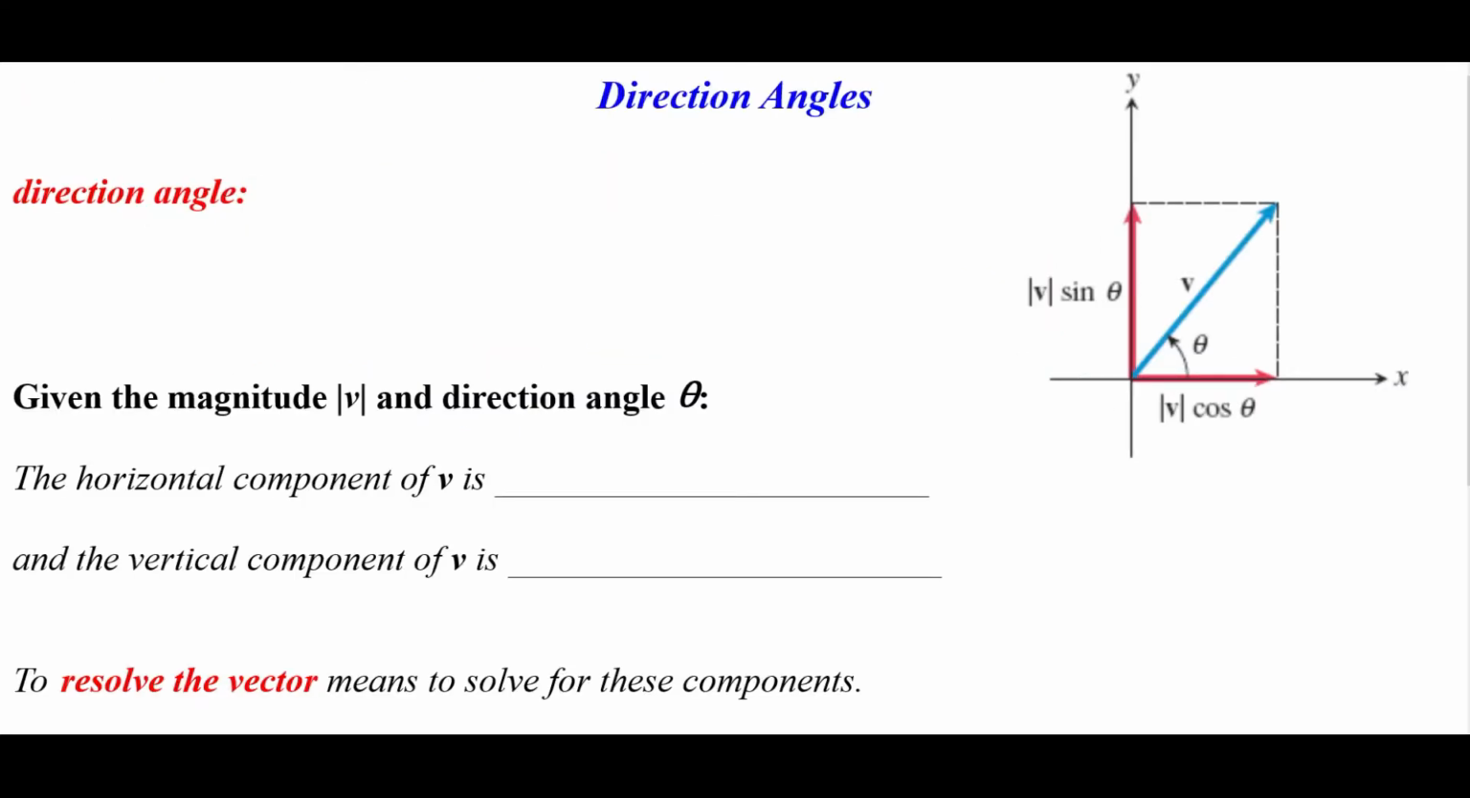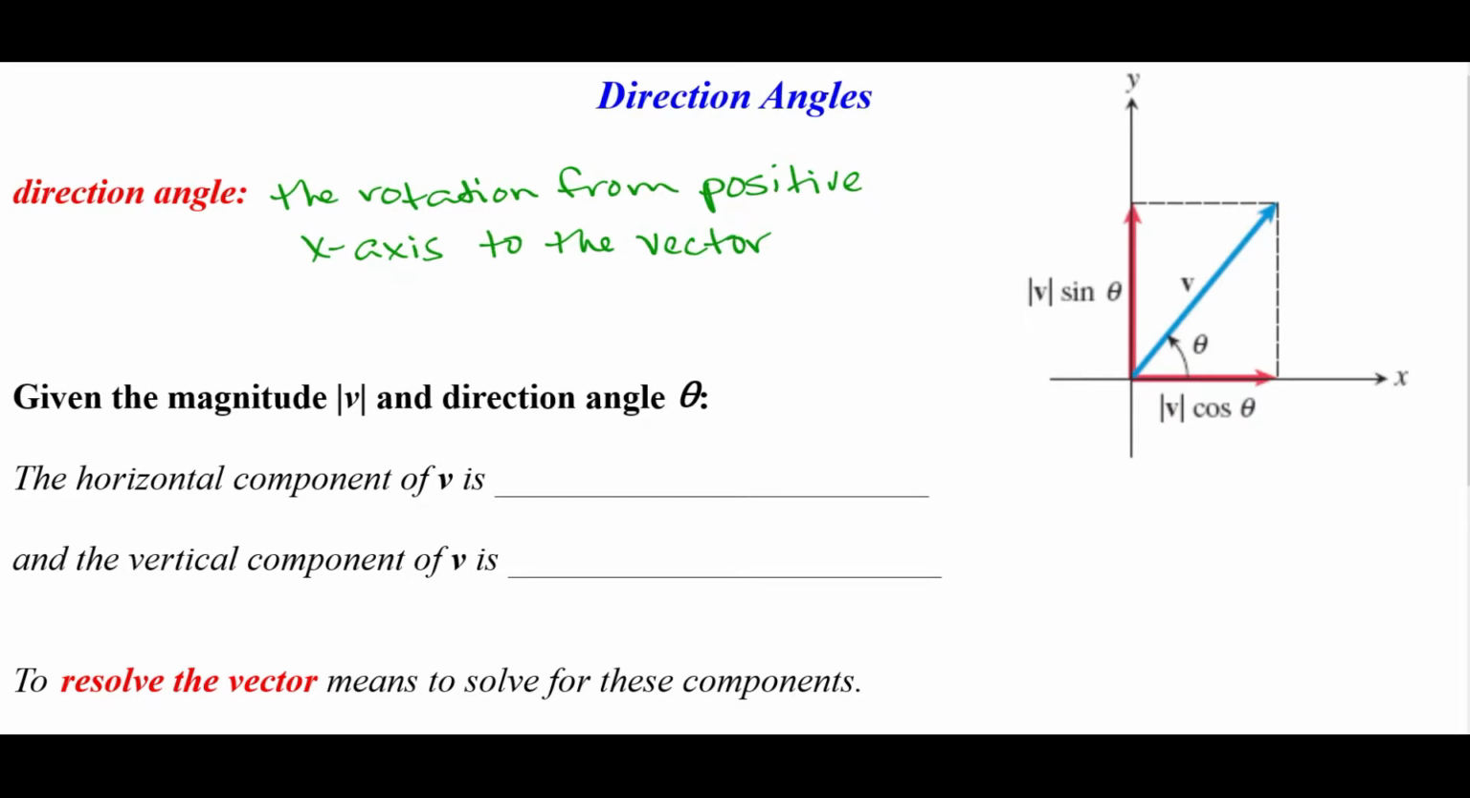All right, the next thing we want to talk about is direction angles. The direction angle, remember, is the rotation from the positive x-axis to the vector. My direction angle over here is represented by theta. If we know the magnitude and the direction angle of a vector, then I can find the horizontal and vertical components by using some trigonometry.